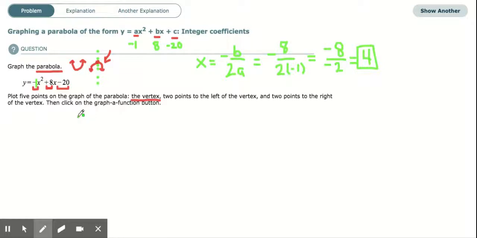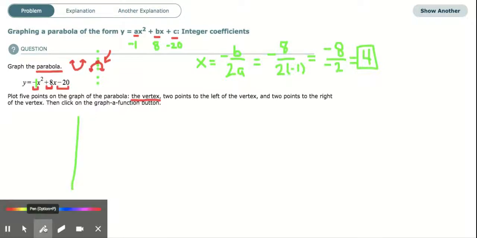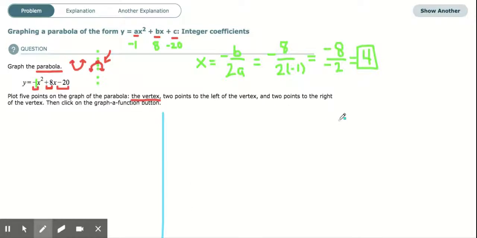So when we make our table, we're going to want to put 4 at the center of that table.